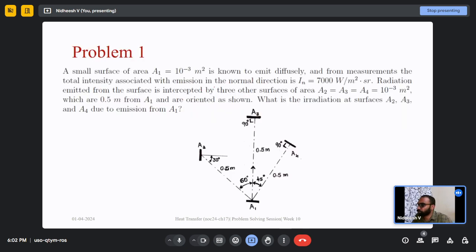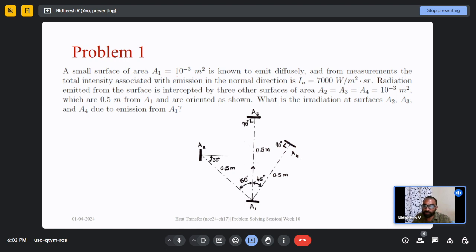Let me go to the first problem. I will read it out for you. A small surface of area A1 equal to 10 power minus 3 meter square, the surface at the bottom, is known to emit diffusely. This is an emitter and it is emitting diffusely. From measurements, the total intensity associated with emission in the normal direction is I_N equal to 7000 watts per meter square steradian.